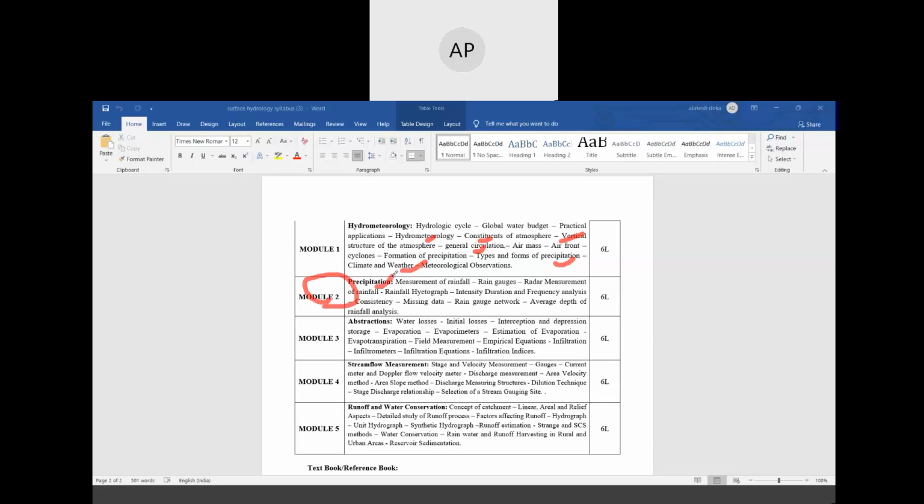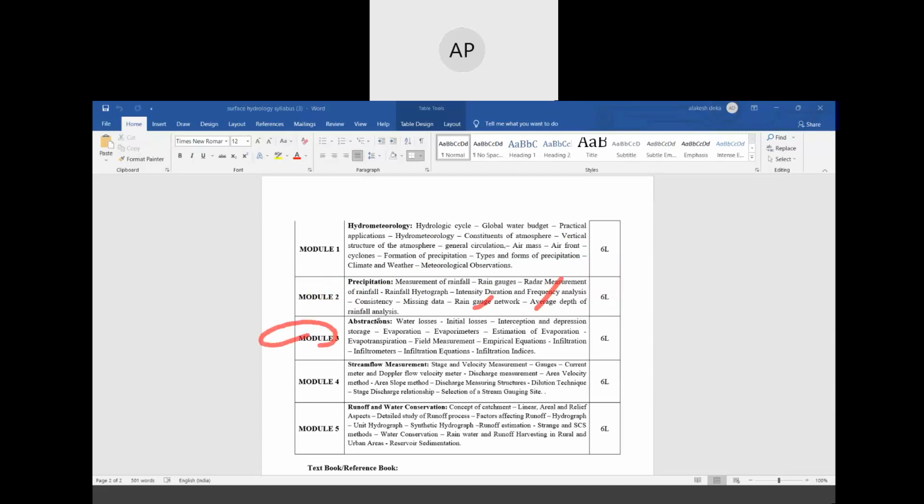The second module deals with precipitation. As you know, we have various precipitation in the form of rain, or it may be hail, storms, dew drops, isn't it? This precipitation can be measured by different rain gauges, radar measurement, rainfall hydrograph, intensity duration frequency analysis, missing data, rain gauge network, and average depth of rainfall analysis.